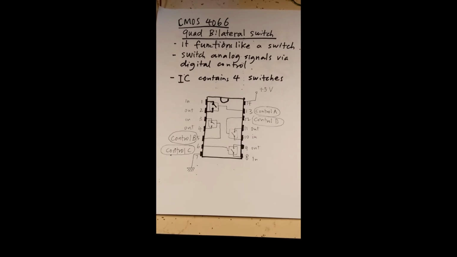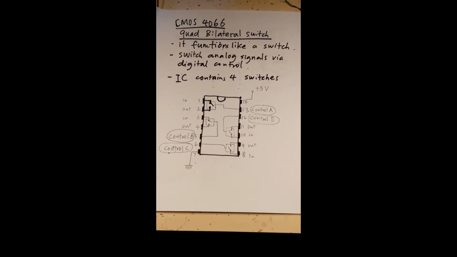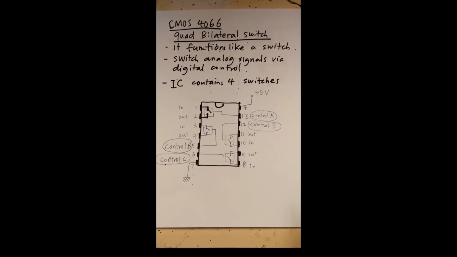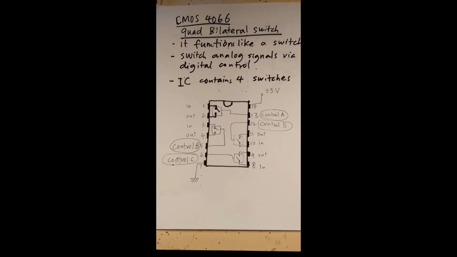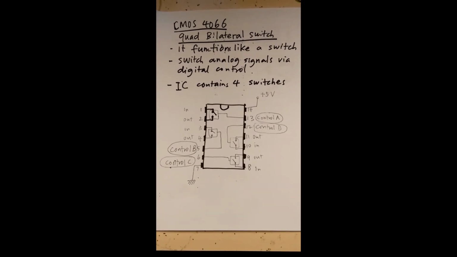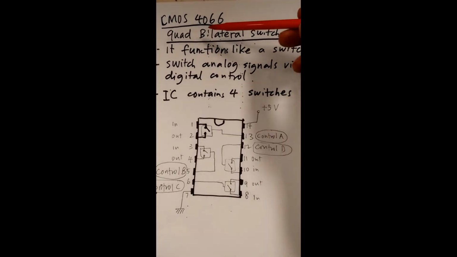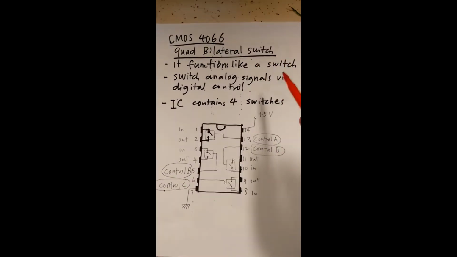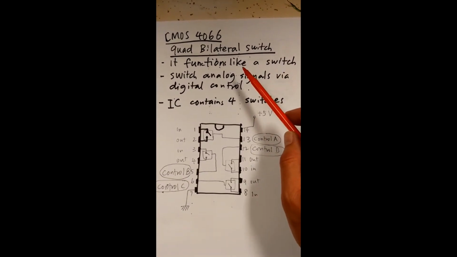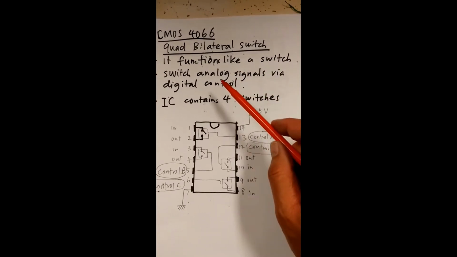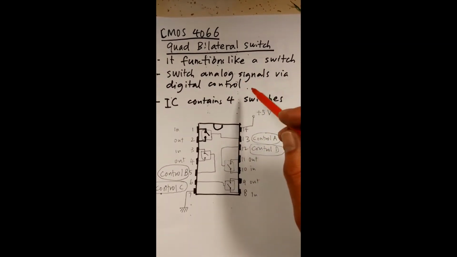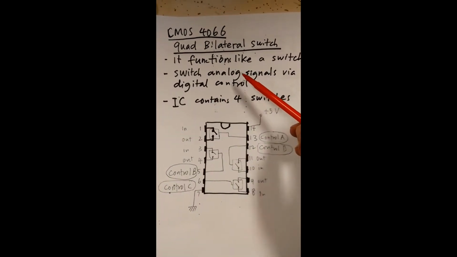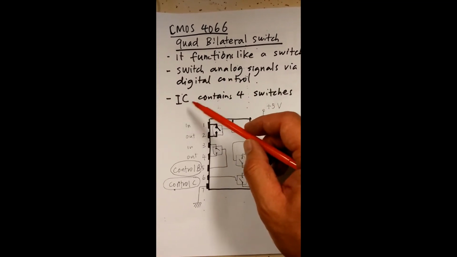Okay, this is part C, analog switch control of lab 17. So we're going to learn the CMOS 4066. This IC is called a quad bilateral switch. Actually, this IC functions like a switch, and it can be controlled. The switch can be controlled by a digital signal. Each chip or IC contains 4 switches.